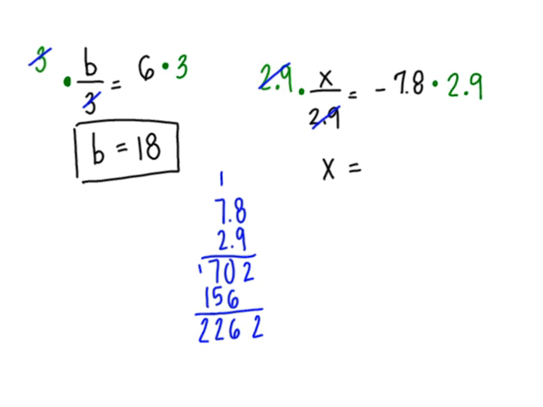Remember, when you're multiplying decimals, you have to count the number of places. My first factor has 1 place. My second factor has 1 place, so that gives me 2 places. So mark off 2 places in the product. 1, 2. So now I know I'm going to have a 22.62 answer.